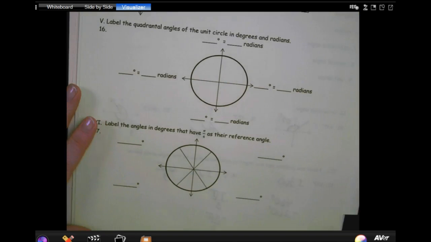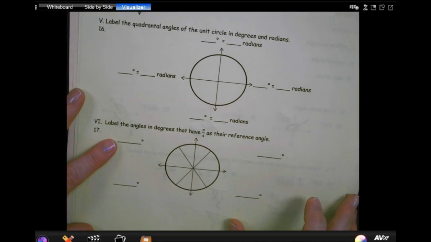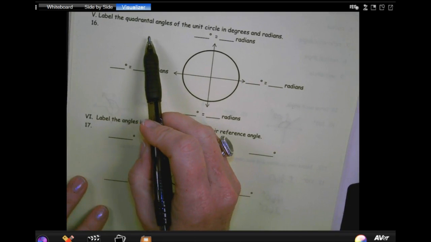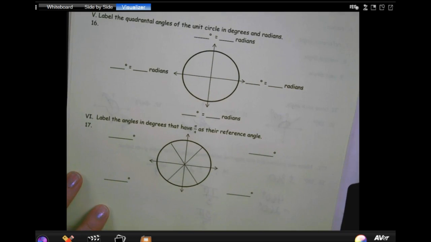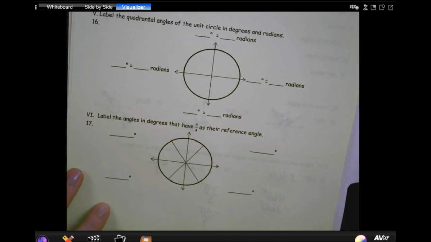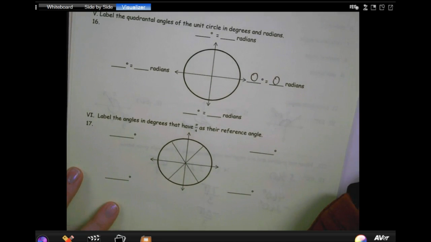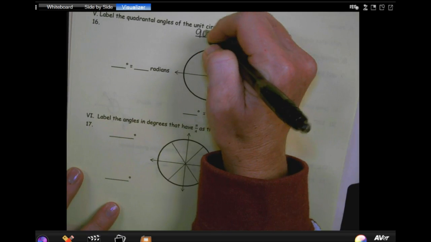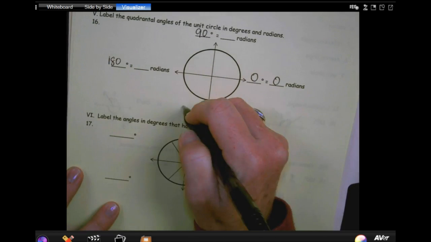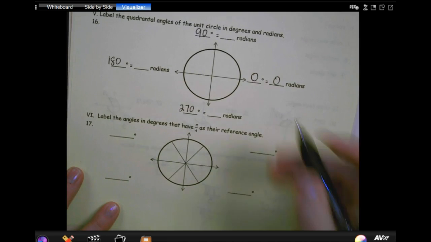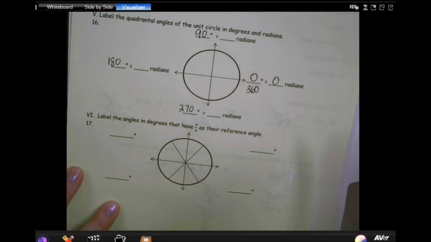Memorize this. Okay. So starting on number 16, friends, it's asking for the quadrantals. And these are important because these are the easy ones. I don't want you wasting time trying to figure these out because these are easy. So if I start at 0, I have 0 radians. Everybody knows the degrees, right? We can fill in the degrees. So it's 90, 180, 270. And then I'm going to put 360 on the bottom.